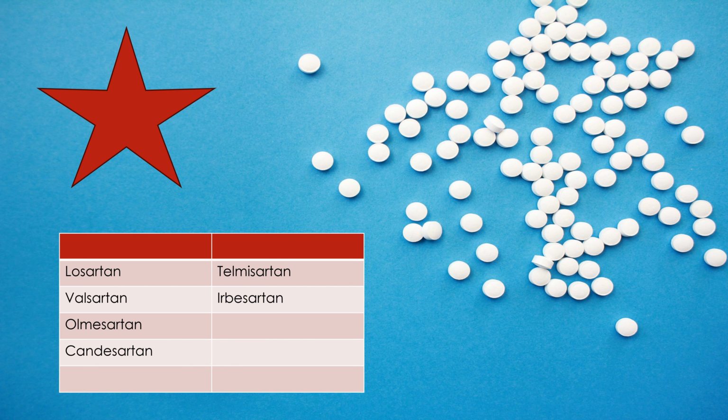For the ARBs, losartan, valsartan, olmesartan, etc. None of these are IV, by the way. Again, little common ending here, sartan. Keep an eye out for the ending and you'll be a step ahead.